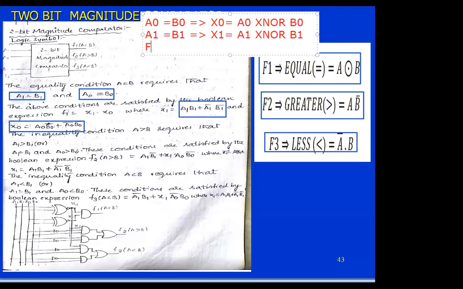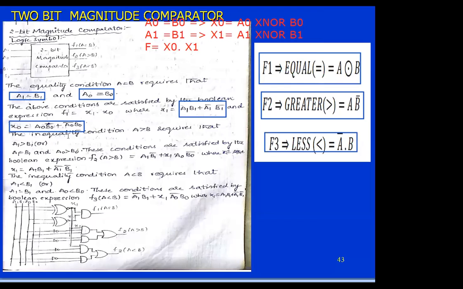Therefore, the F equality equals to, we can call when X0 condition has to be satisfied and similarly X1 condition must be satisfied. Then only we can say both A equal to B. Now, two conditions satisfied, I can call the A equal to B. This is the first condition. Okay, we will see the table also.